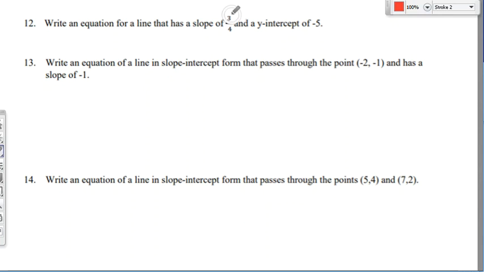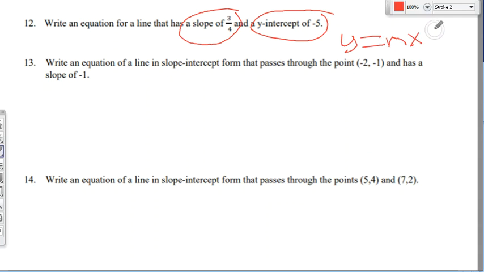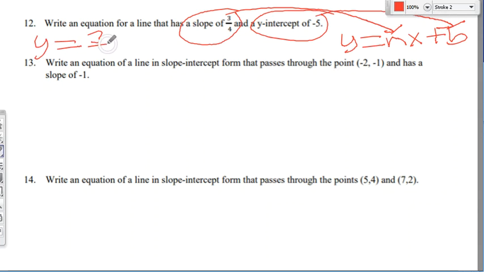Write an equation for a line that has a slope of 3/4 and a y-intercept of -5. So since you've been given a slope and a y-intercept, you're going to use slope-intercept form. And all you do is plug the slope in for the slope and the y-intercept in for the y-intercept, and that gives you the equation of your line. So y equals 3/4 x minus 5. Those are the easiest ones.